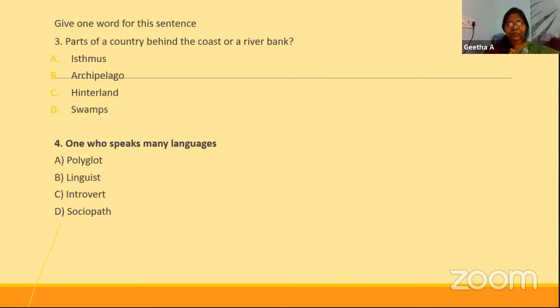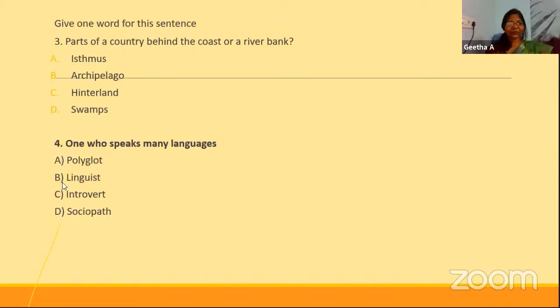Isthmus is some narrow strip which is connecting the two landmasses. If there is one landmass here and another landmass there, the strip which is connecting those two is the isthmus. That's what they say. So hinterland. Archipelago is an extensive group of lands, a lot of islands, a group of islands. That is archipelago. So now you know the meaning of all that. You must be knowing the answer.